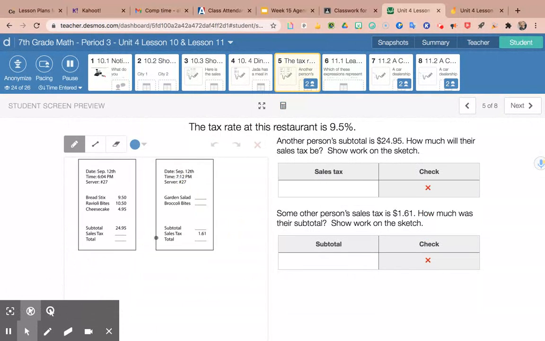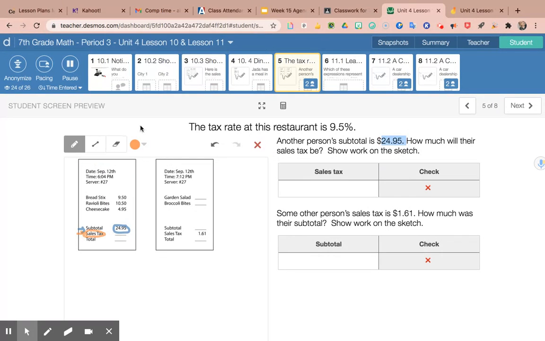Okay, so for number 5, it says the tax rate at this restaurant is 9.5%. Another person's subtotal is $24.95. So you'll see it here, subtotal. How much will their sales tax be? So they want to know, how much will their sales tax be?